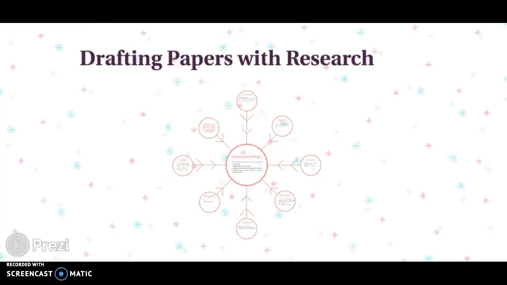Drafting papers with research. A research paper should center on your ideas while connecting the ideas of others on the same topic.